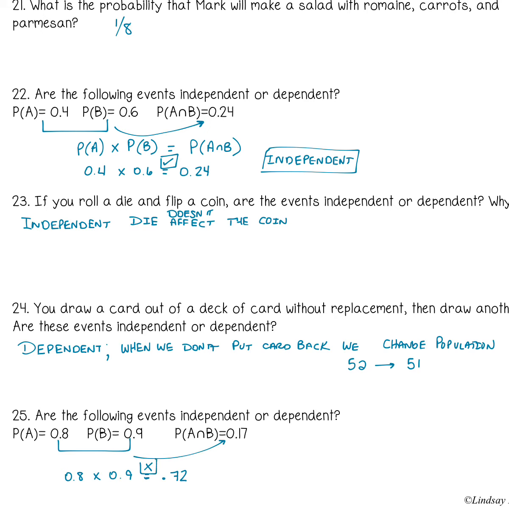Okay. These are not equal, so we cannot say that they are independent or dependent.